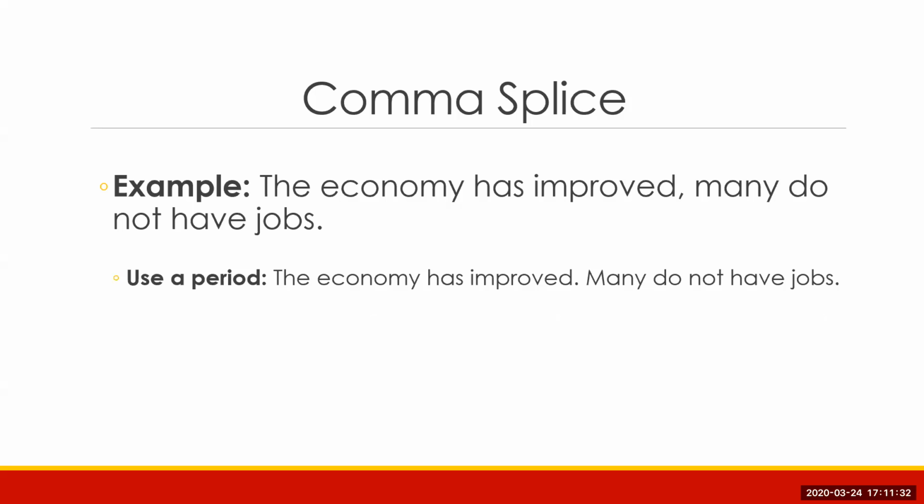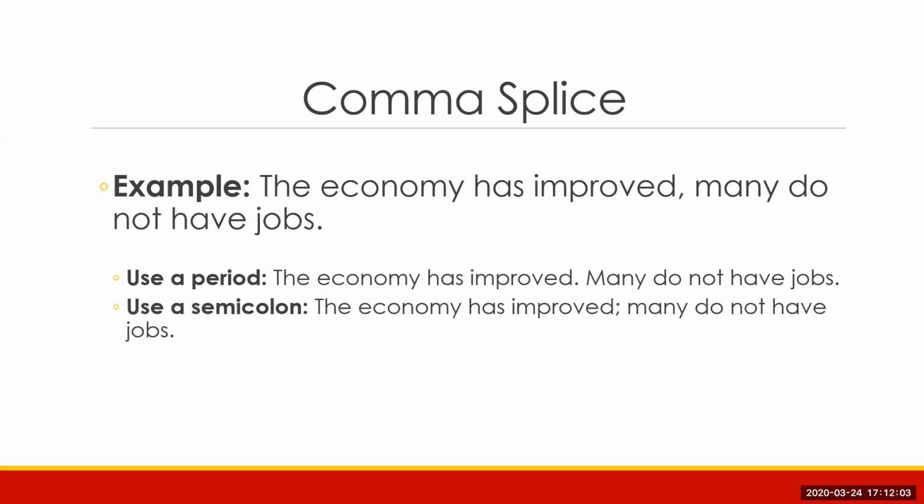Something like: the economy has improved. However, many do not have jobs would be a better version of the sentence. Using that word however shows that irony I'm speaking of. Obviously that's a transitional phrase, and we're just talking about using a period, not how to add a transitional phrase. But transitional phrases or words are a good way to connect sentences. You can also use a semicolon to correct the sentence.